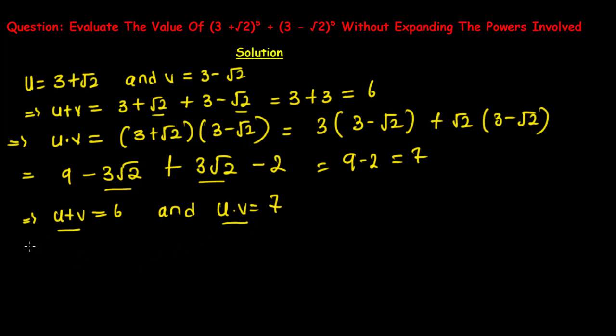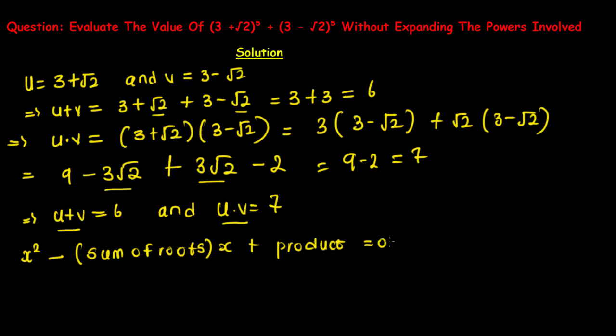Now remember that the standard form of a quadratic equation is x squared minus the sum of the roots x plus the product of the roots equals to 0. So now we have u plus v is 6, so obviously that's going to be the sum of the roots, and the product of the roots is going to be 7, which is u times v. So the quadratic equation we're dealing with is just going to be x squared minus 6x plus 7 equals to 0.